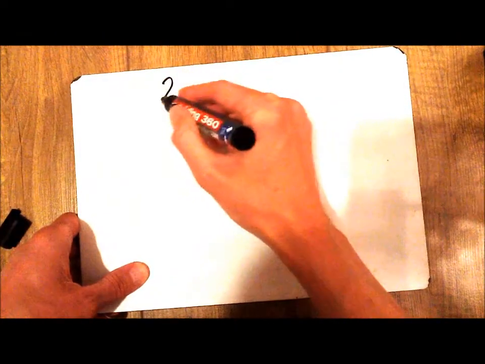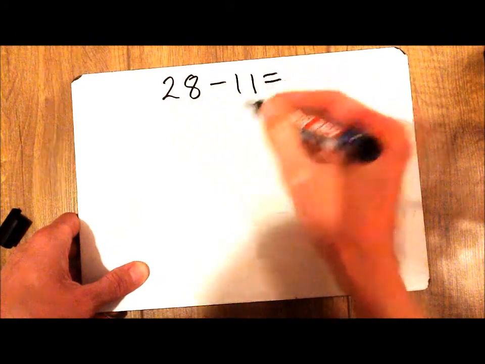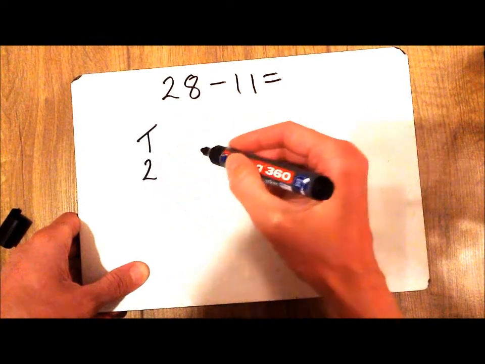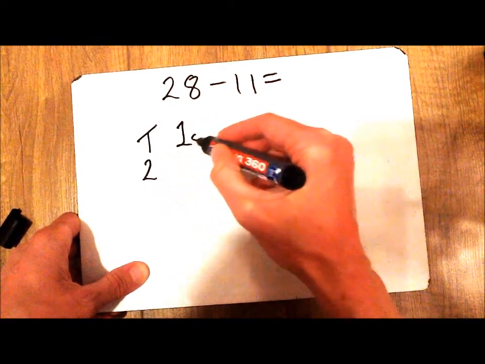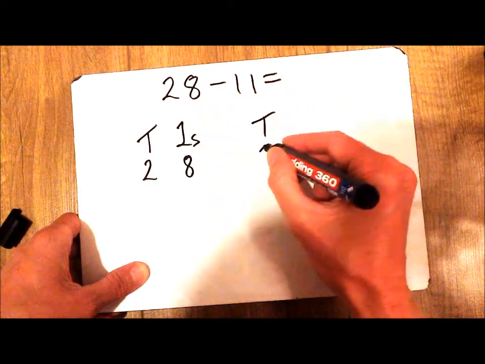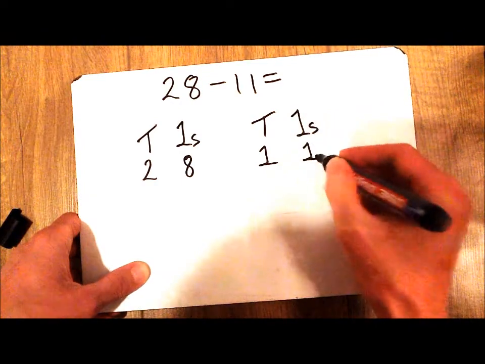So let's imagine I have the sum 28 minus 11. Using my knowledge of place value, I know that I have 2 tens and 8 ones in the number 28. I have 1 ten and 1 one in the number 11.